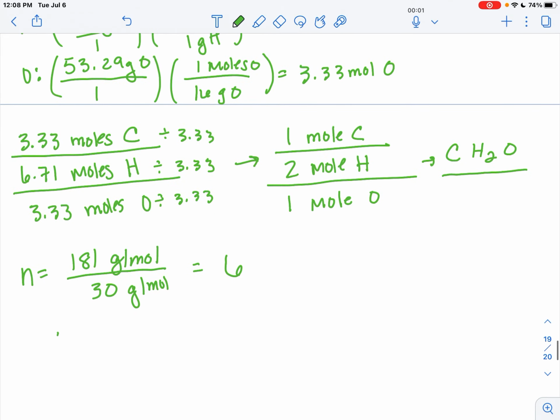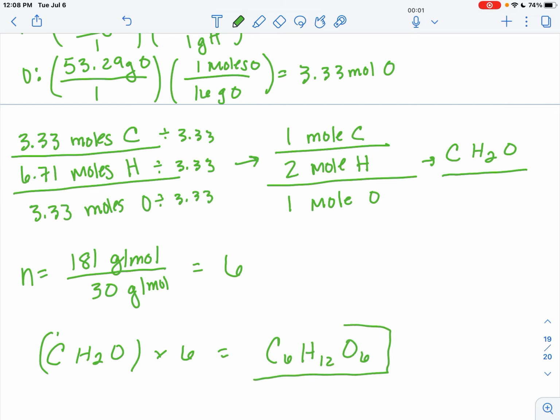So then our very last step is to take our empirical formula and multiply by 6. So that gives us C6H12O6. And you might recognize that, especially if you've taken AP Bio before, because that is glucose.